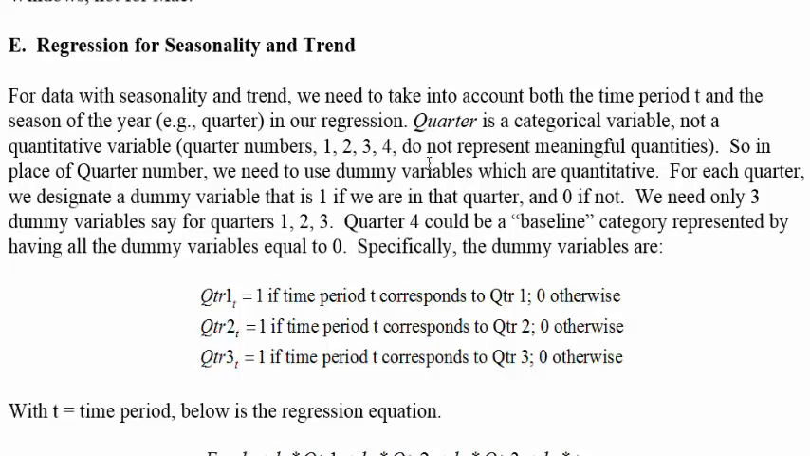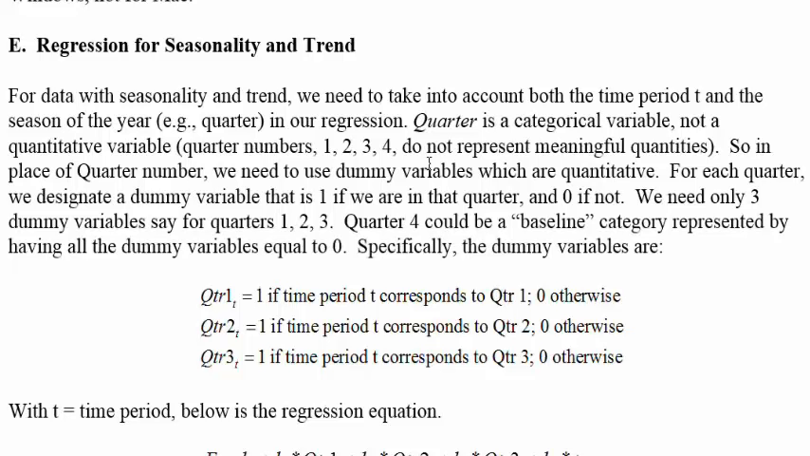So when you have a categorical variable that doesn't really represent some real quantity, to use regression, you could translate that into some other variables that are quantitative. This is where dummy variables come in. You're going to make up these other variables that are quantitative that we could use in regression.